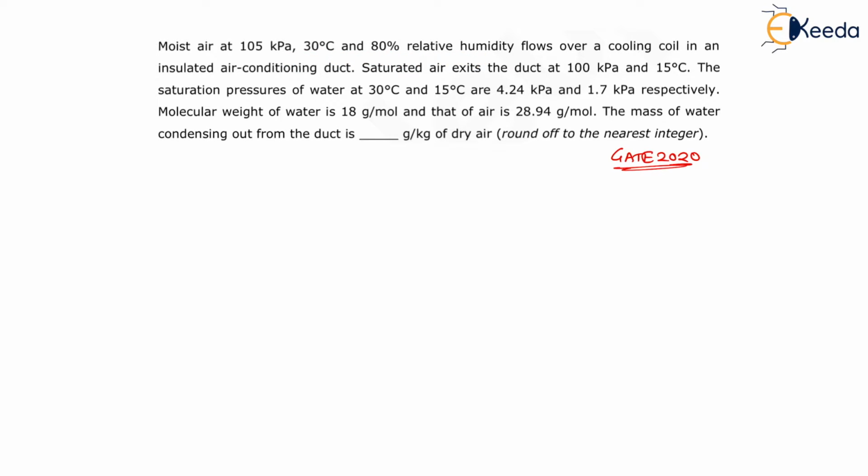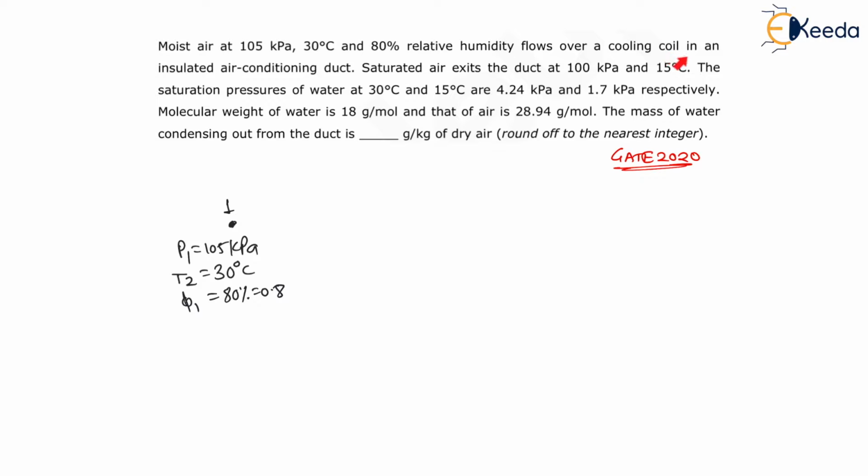Now here the condition at 1, let us say this is the moist air at 1, they have given that pressure P1 is equal to 105 kilopascal, that is total pressure. Pressure P1 is total pressure, atmospheric pressure, right? Then dry bulb temperature T1 is equal to 30 degrees Celsius and relative humidity Phi1 is equal to 80%, that is 0.8. This is the relative humidity.